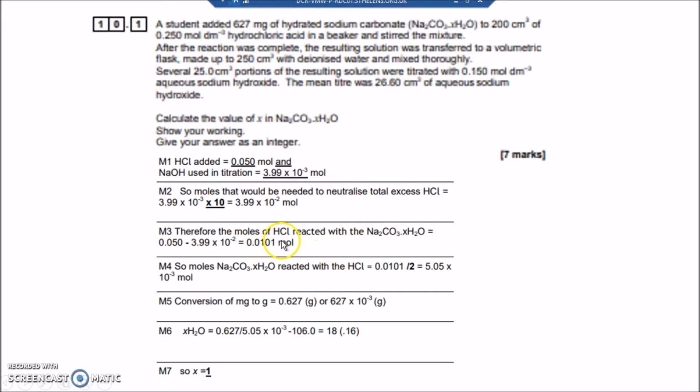So this is the amount of acid that's reacted with the sodium carbonate. If I divide it by 2, it will tell me the amount of sodium carbonate that I've got in there, because 2 moles react with 1, or 1 mole reacts with half a mole. So now I know the number of moles of sodium carbonate that I've got, 5.05 times 10 to the minus 3. I also know the mass of sodium carbonate that I've got, 627 milligrams. Milligrams into grams, going up into a larger unit, I divide by 1,000, 0.627 grams.